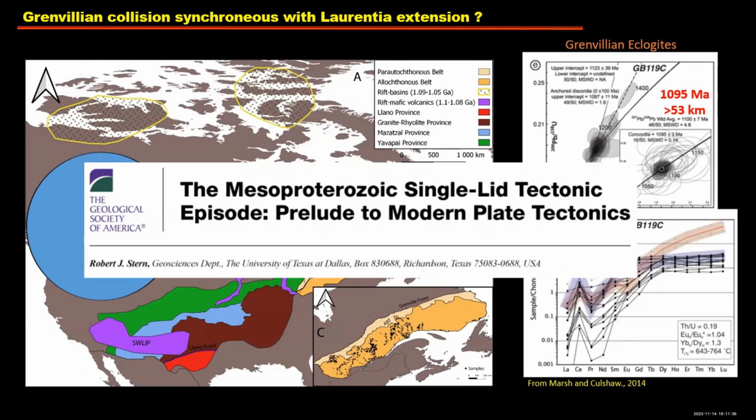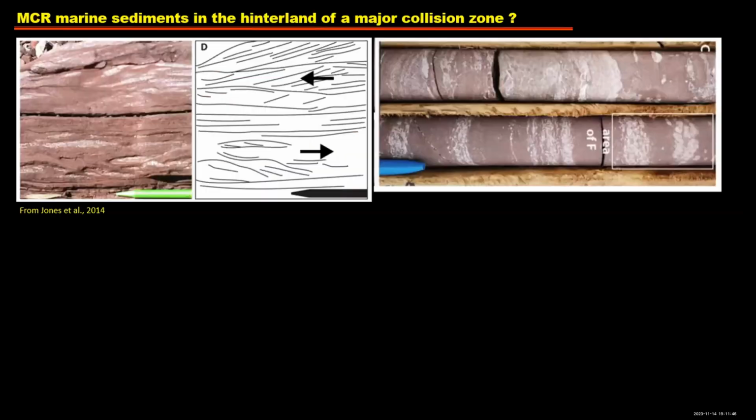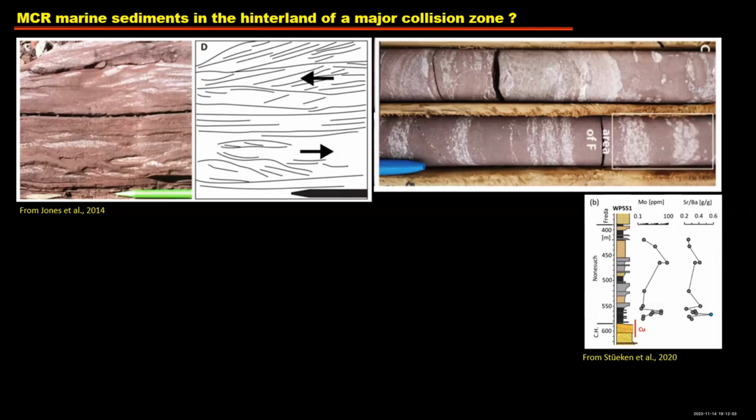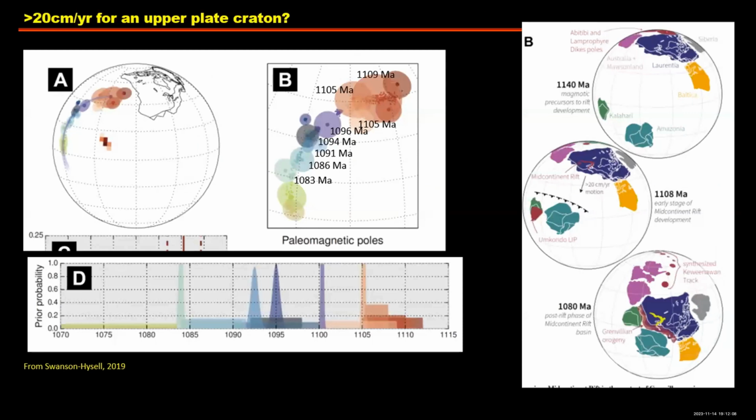And this was the main argument of Bob Stern. That was one of the arguments of Bob Stern to suggest his Mesoproterozoic single lid tectonics model, because he said that doesn't make sense. Furthermore, in the mid-continental rift, the sediments have texture indicating it had access to the sea. It's marine texture. You have wave ripples, you have chicken wire texture, and the chemical composition of the sediment indicates that it had a marine origin. So you're behind an orogen and you had marine sediments.